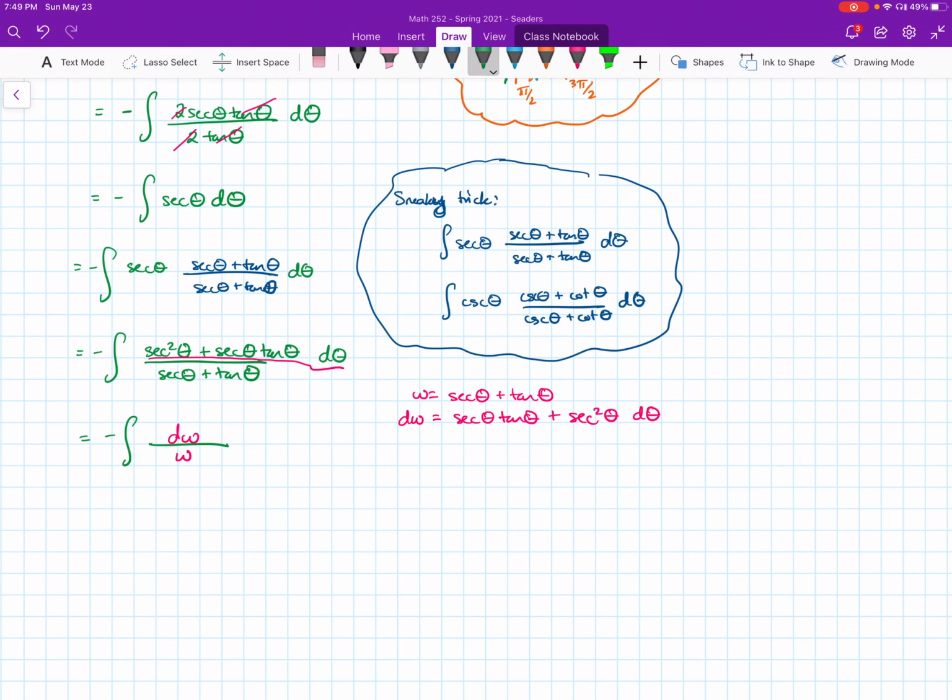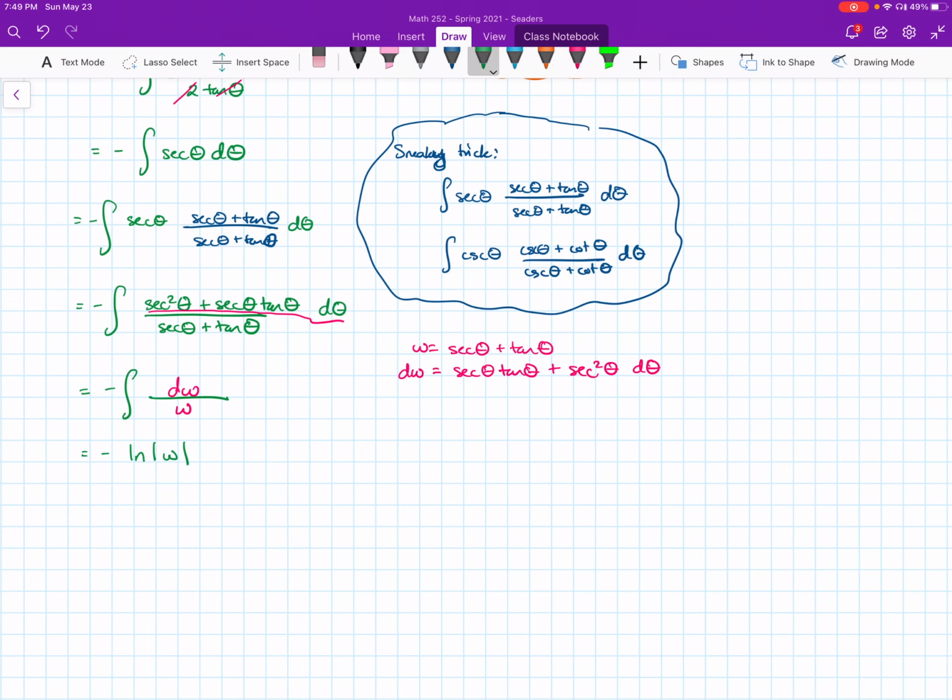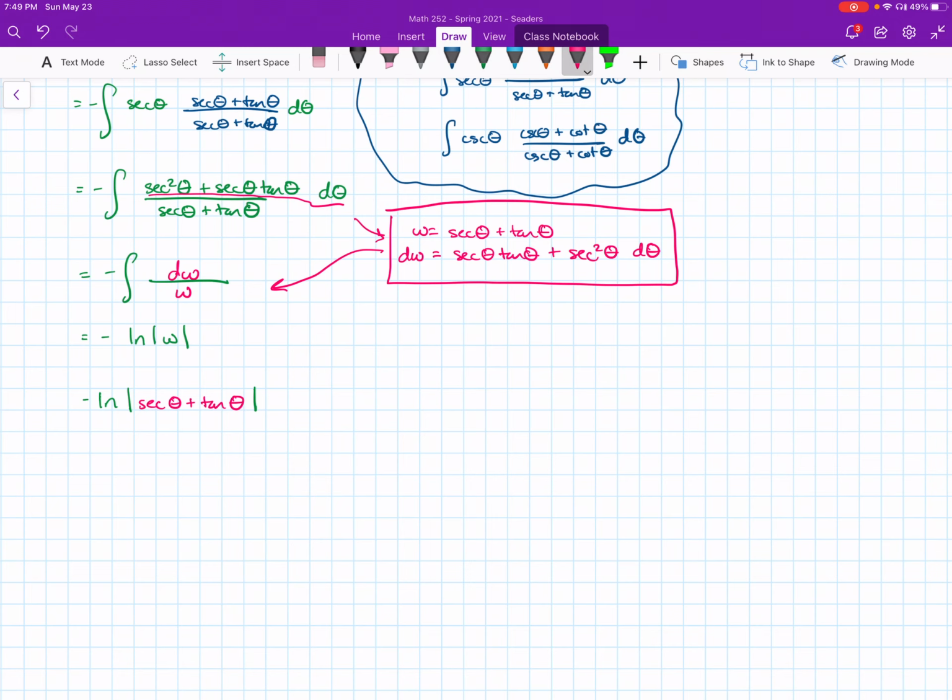Of course, the integral of 1 over W dW is natural log. And normally I do a plus C, but I know I'm going to reintroduce limits in a little bit, so I'm going to wait. Now I plug back in my substitution. I'm going to back substitute for W. And I get negative natural log of secant theta plus tangent theta.